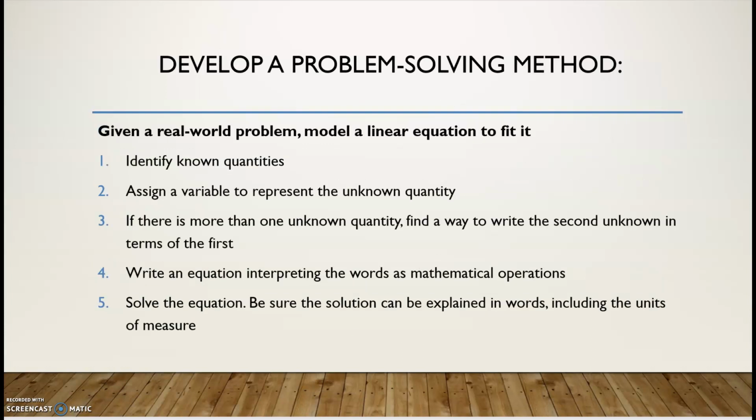Here's the method of solving these problems. Identify the known quantities, what they give to you. Assign a variable to represent the unknown quantities, what you're trying to figure out. If there's more than one unknown quantity, find a way to write the second unknown in terms of the first. We'll have some of those. Write an equation for the word problem that they give you. Solve the equation and make sure the answer that you get makes sense with the situation that is presented to you.